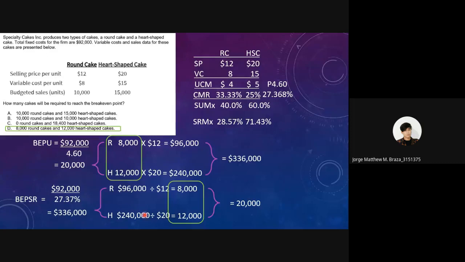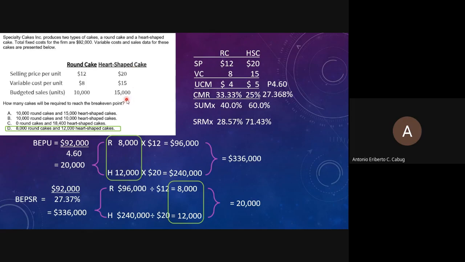Okay. Sir, yes, George. Paano nga po ulit nakuha yung sales revenue mix po? Yung sales revenue mix 28.57. Sige. Nakita mo yung price, i-multiply mo sa units. 12 times 10, 120K. 20 times 15, 300K. 120K na revenue galing kay round cake. 300K galing kay heart shape.